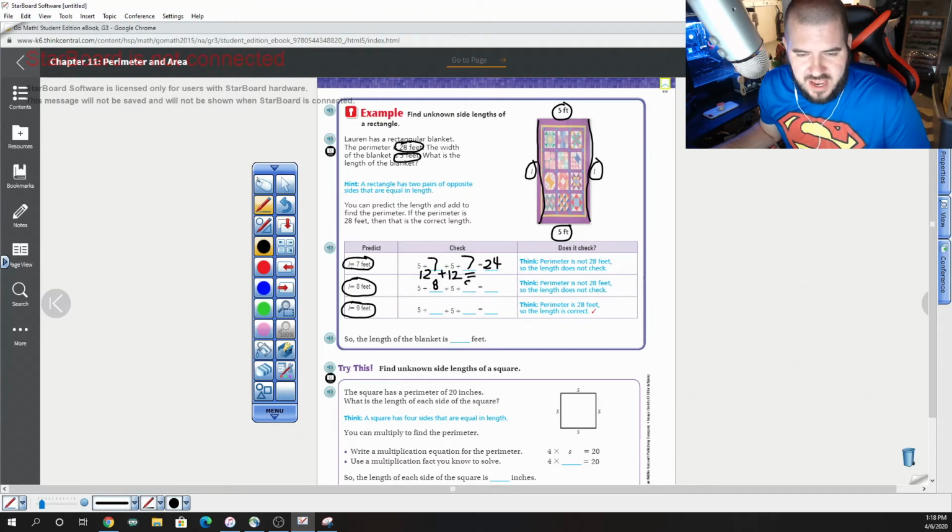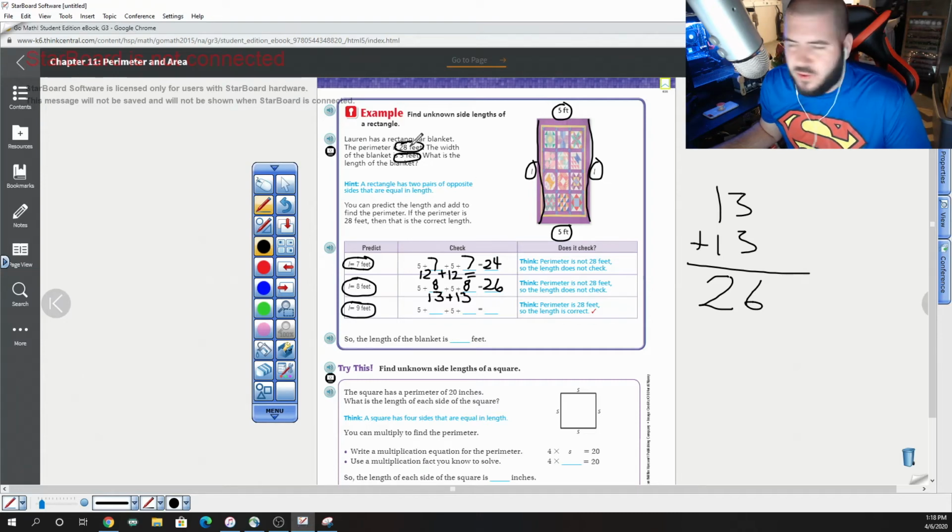So we'll try 8 for side L. So 5 plus 8 plus 5 plus 8. It's going to be one more than in the last problem. So we're going to have 13 plus 13. Add those together. That's going to be 26. 3 plus 3 is 6. 1 plus 1 is 2. Is that our correct answer? Is that what we're looking for? And we're looking for 28. Okay, so 8's not going to work, so let's try 9.